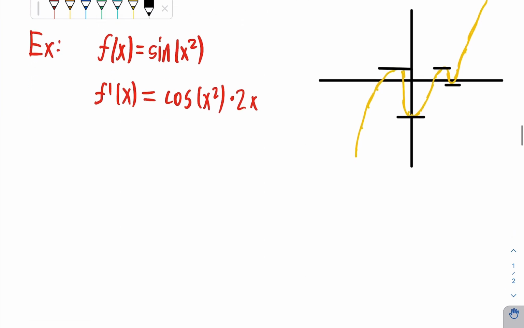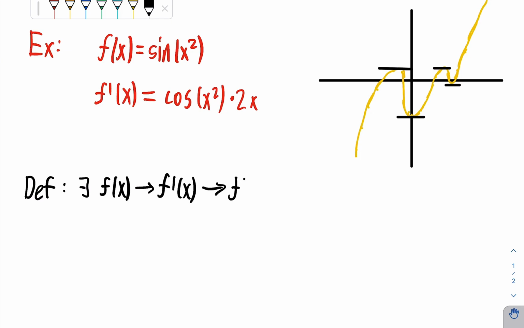Something else I should cover is that we do have higher order derivatives. So if there exists f of x that is differentiable and continuous, well then we can keep differentiating to get f prime of x and f double prime of x and f third derivative of x, keep going. And this just entails the continuation of taking these derivatives.